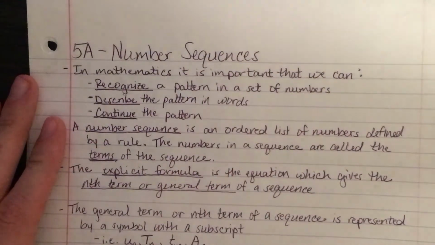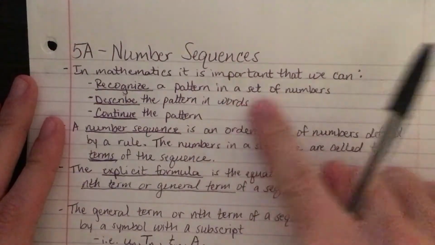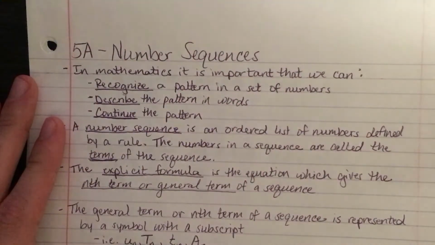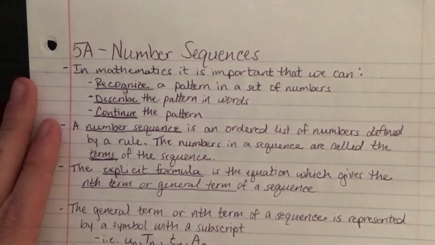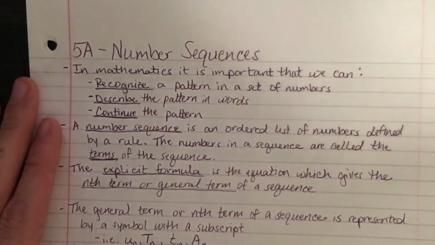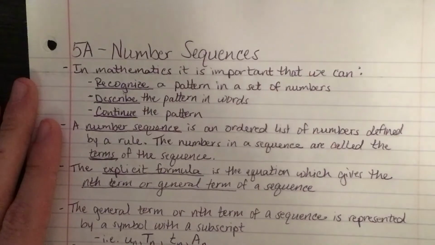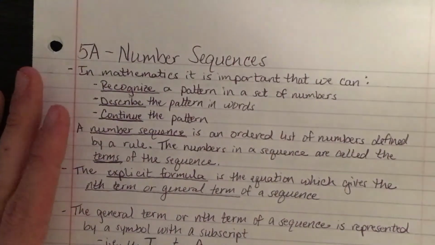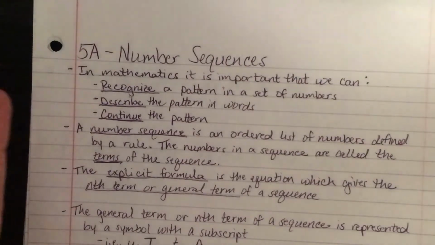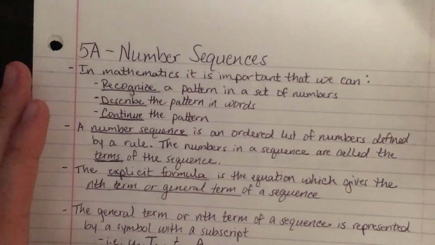And the process involved with the sequence is that, first off, you have to recognize a pattern in a set of numbers. We need to be able to describe whatever pattern is occurring. And typically we do this in words. You could also do this in graphs. And then ultimately we need to be able to continue the pattern, apply that pattern, use it to make predictions. Because if you recognize that pattern, you can keep applying it to make predictions on what should happen.